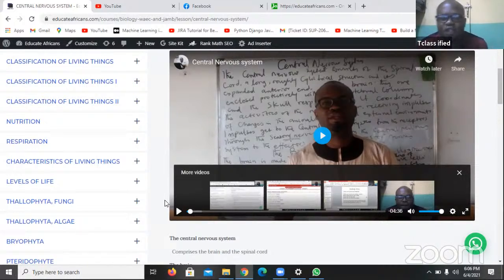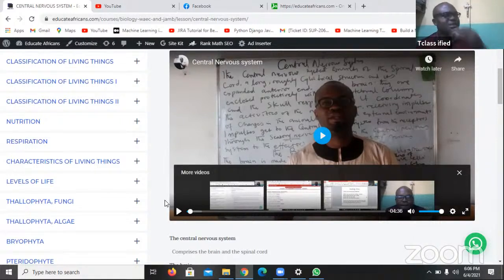And then you have the skull. So the skull is what is enclosing the brain. So look at those two major parts of the central nervous system. The spinal cord is protected by the vertebral column, whereas your brain is protected by the what? Skull. So you have two very hard surfaces protecting the delicate members of the central nervous system.